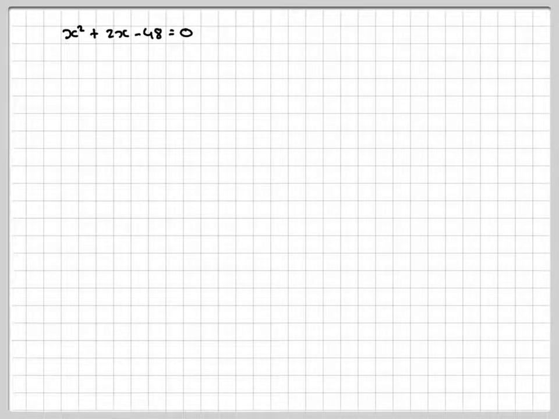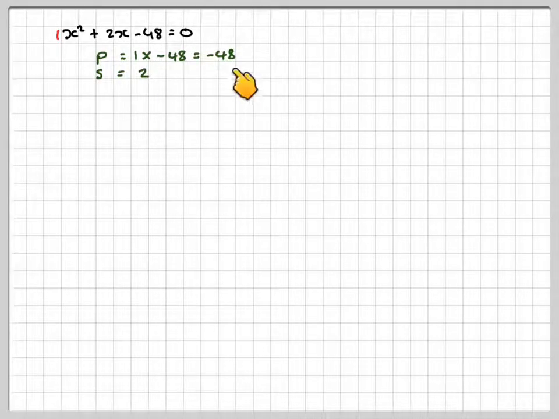It's just factorise. Now either you can factorise it directly, or we use this method. Product is 1 times minus 48, which is minus 48. Sum is 2. We want two numbers when multiplied together we get minus 48, and when we sum them we get 2. With a bit of trial and improvement you can come up with minus 6 and 8.